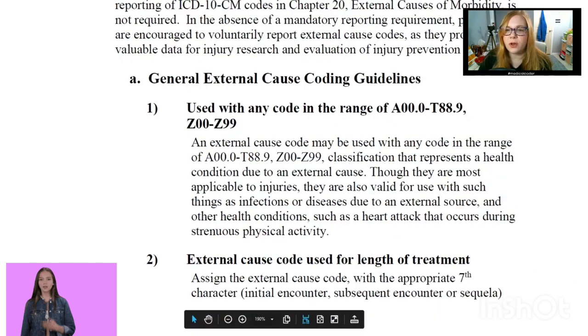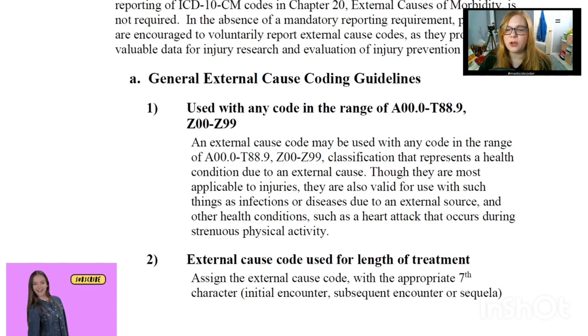General external cause coding guidelines. An external cause code may be used with any code in the range of A00.0 through T88.9 or Z00 through Z99, the classification that represents a health condition due to an external cause. Though they are most applicable to injuries, they are also valid for use with things such as infections or diseases due to an external source and other health conditions such as a heart attack that occurs during strenuous physical activity, like maybe the patient is shoveling snow and they have a heart attack.